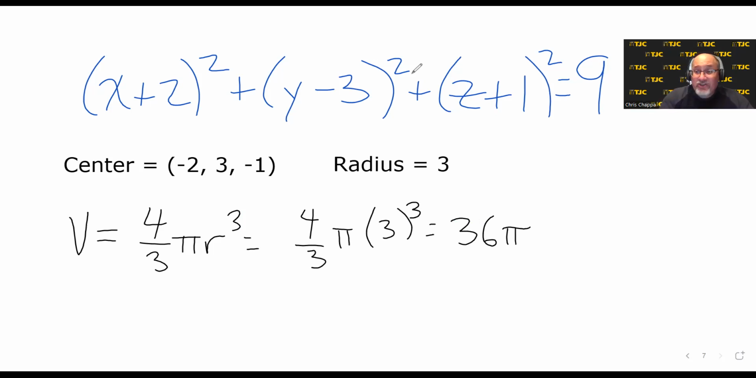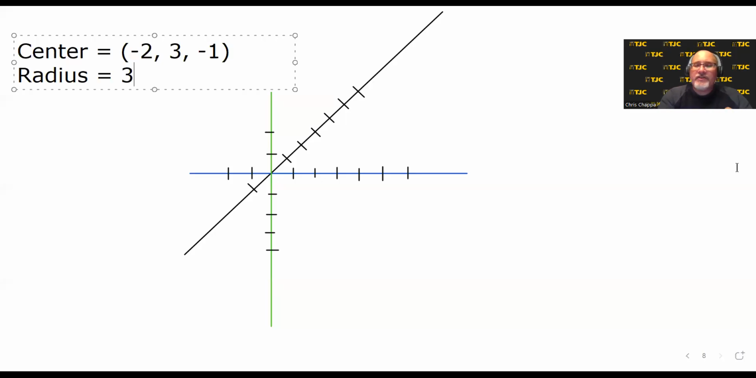Now, as far as sketching this, let me show you how I would sketch it. Oops, I thought I had a 3D coordinate space set up. One second, folks. Okay, I set up an x, y, and z axis, and I have them marked as far as I do for reasons which will become evident in just a moment.